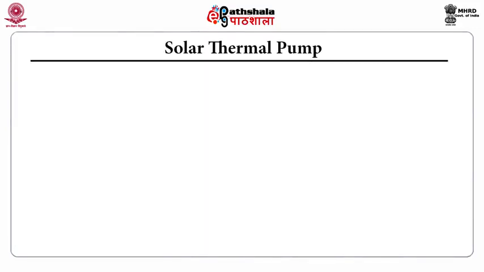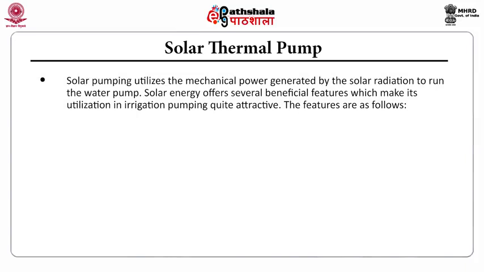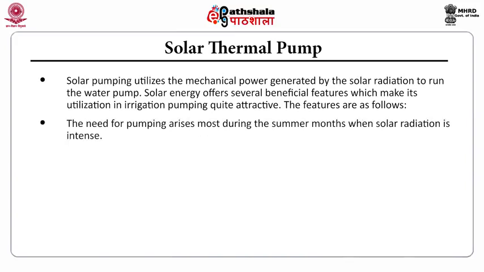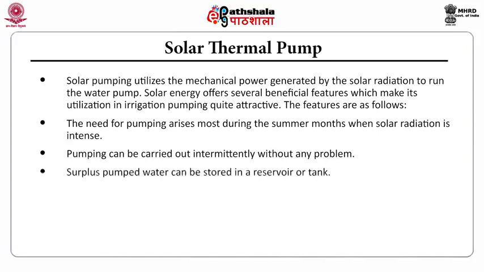Solar thermal pump. Solar pumping utilizes the mechanical power generated by the solar radiation to run the water pump. Solar energy offers several beneficial features which make its utilization in irrigation pumping. The need for pumping arises most during the summer months when solar radiation is intense. Pumping can be carried out intermittently without any problem.